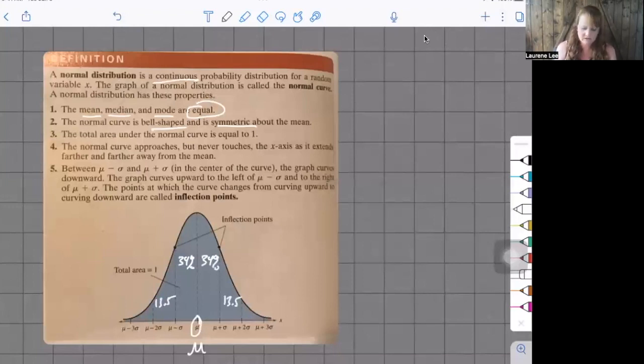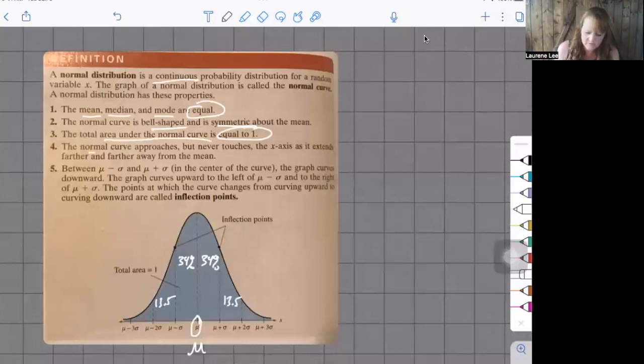The total area under the curve is equal to 1. So if you add up all of the area under the curve, that's 1, because that's 100% of the time. Remember, we're talking about probabilities. The area under this curve is the probability that something occurs. So if you add up all of your probabilities, you should get 100%. This curve is representing all the options.